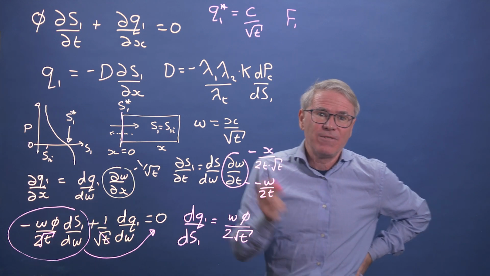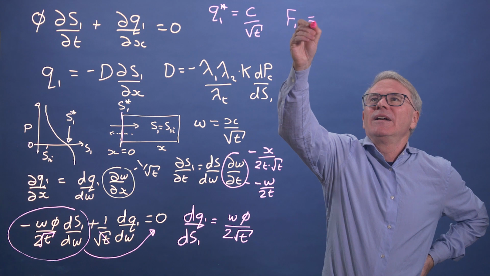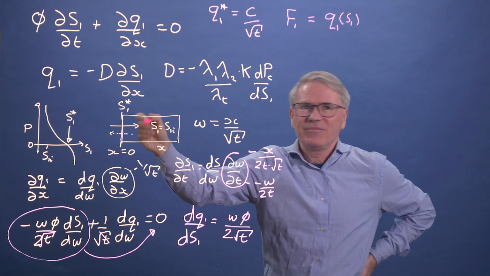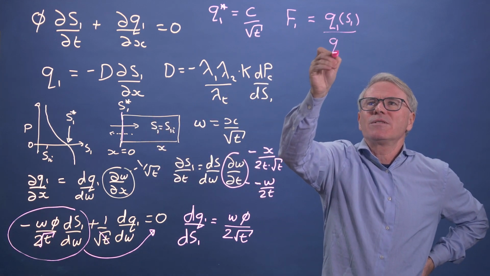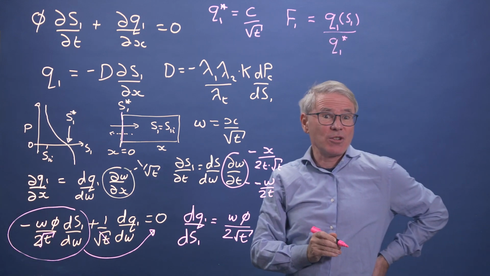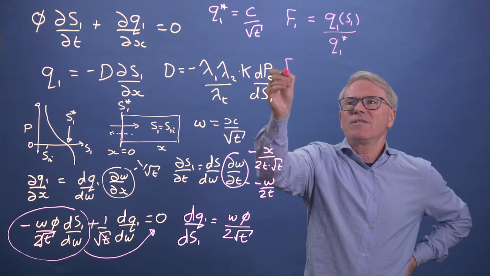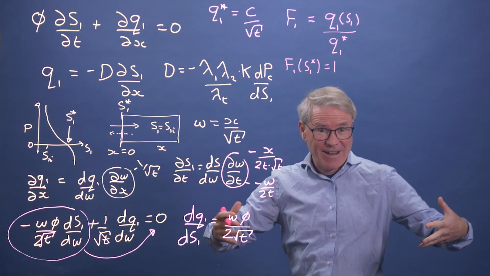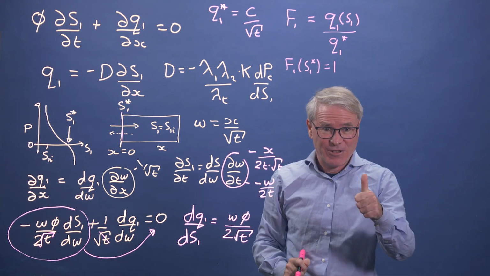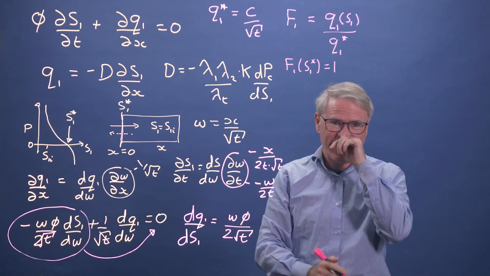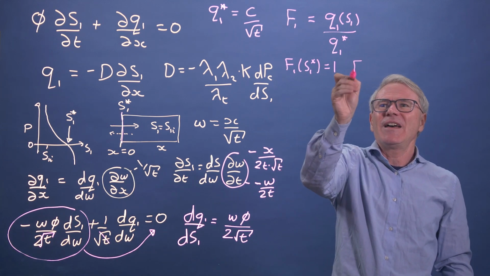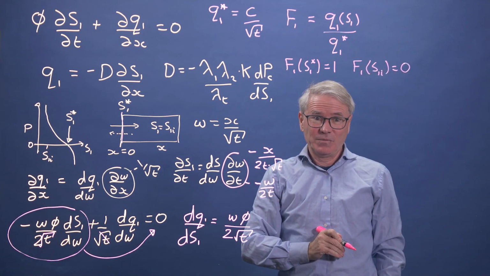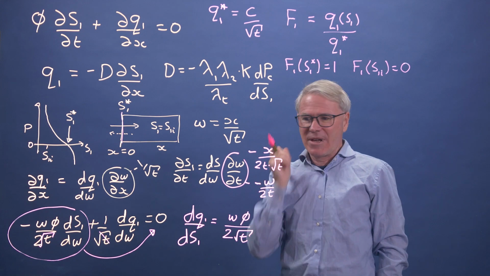But I can define a fractional flow that goes between 0 and 1 as this: Q1 at some value of saturation divided by Q1 star. And this fractional flow will have the nice properties that the fractional flow at the inlet is 1, just as it is in Buckley-Leverett, where I'm just injecting water and the fractional flow is 1. This capillary fractional flow is also 1 at the inlet, that's convenient, and F1 at the initial conditions, where we'll assume there's no flow, is 0. So we've got this capillary fractional flow.